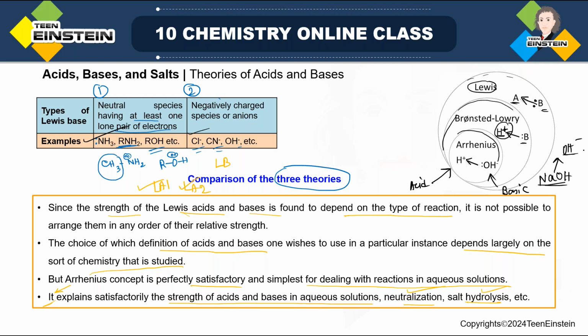So that is why compared to Arrhenius, Bronsted-Lowry is general, and compared to Bronsted-Lowry, Lewis is more general. And that is why the pictorial representation is like this. Gradually the sphere size is increased. Okay. So we have discussed all the three theories.